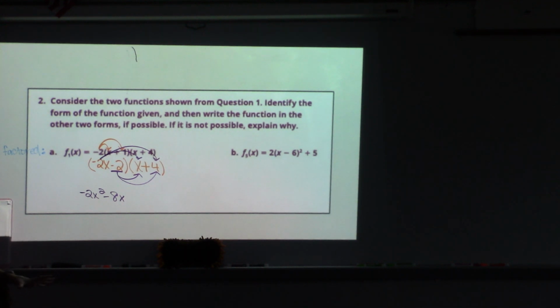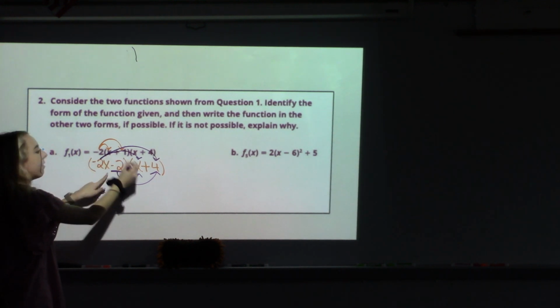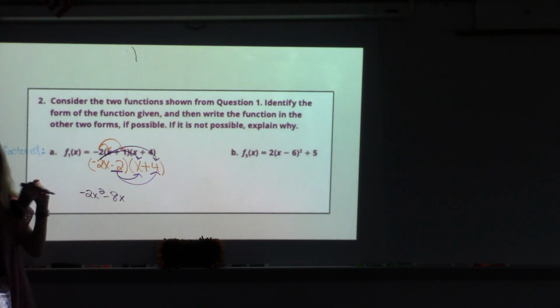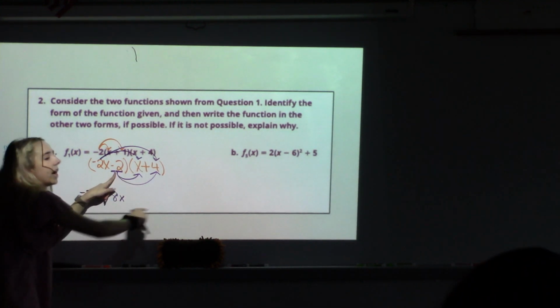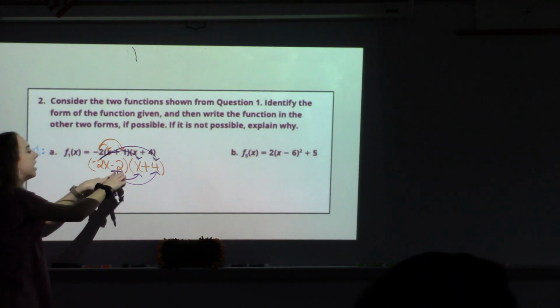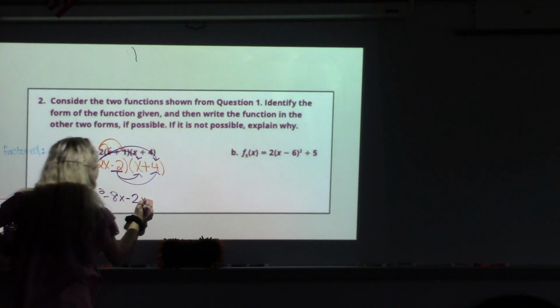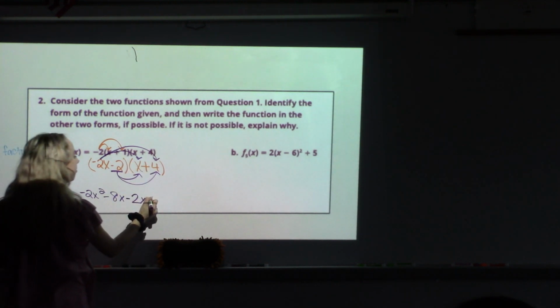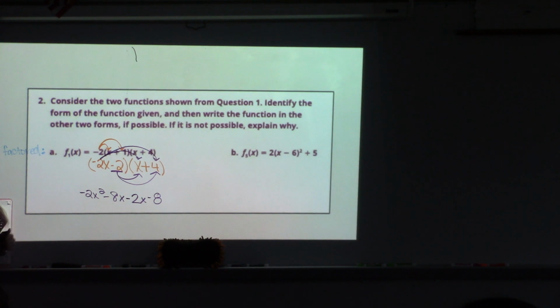Is everybody good up to this point? Okay, so all I've done so far is multiply this first term to everything in the other set of parentheses. Now I'm going to do it with the negative 2. I still need to multiply it to everything else. So it's a negative 2 times x, negative 2x, and then a negative 2 times 4, negative 8. Okay, y'all understand that?